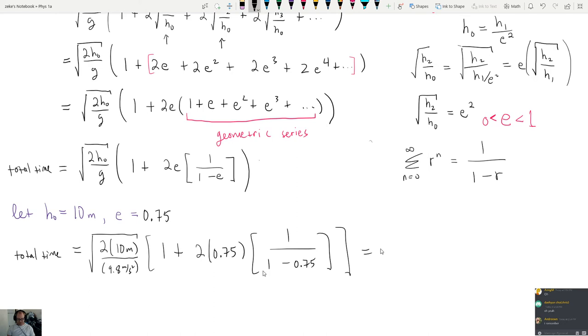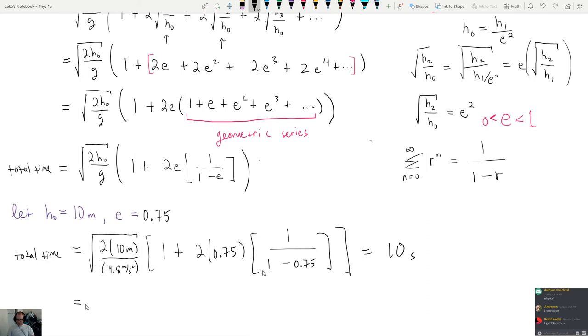So the first bounce would take 1.4 seconds to fall. And then we take that, and we multiply by all the stuff in the parentheses. You get a really nice number. I got 10, almost exactly. 10 seconds? That's what I got too, yeah.